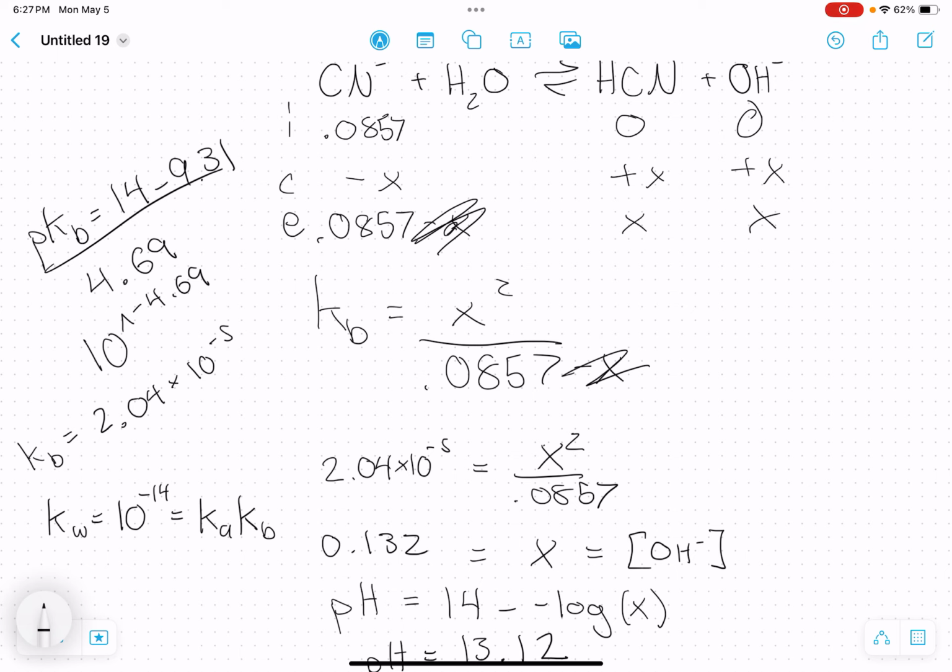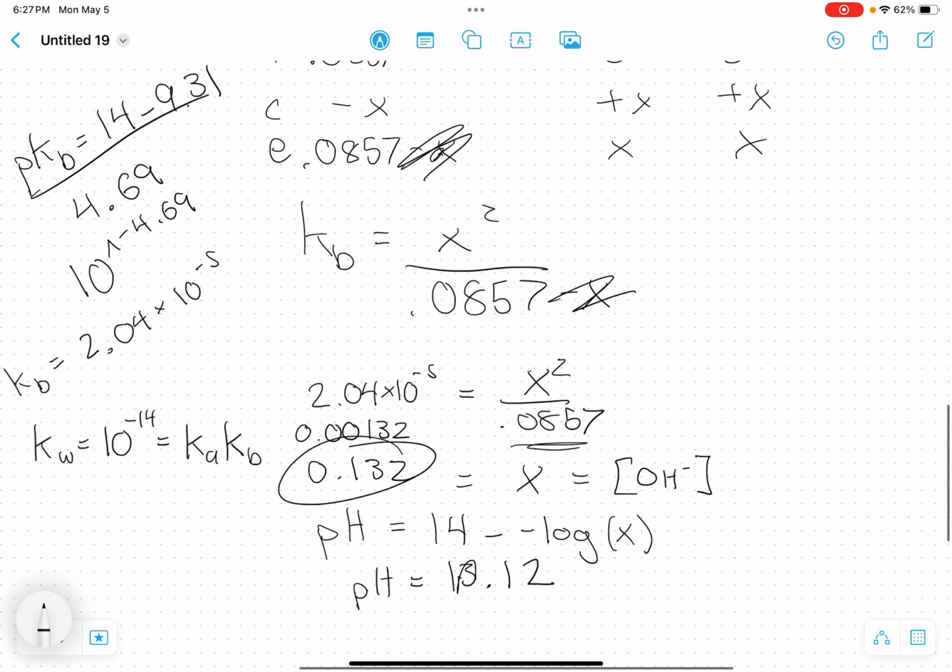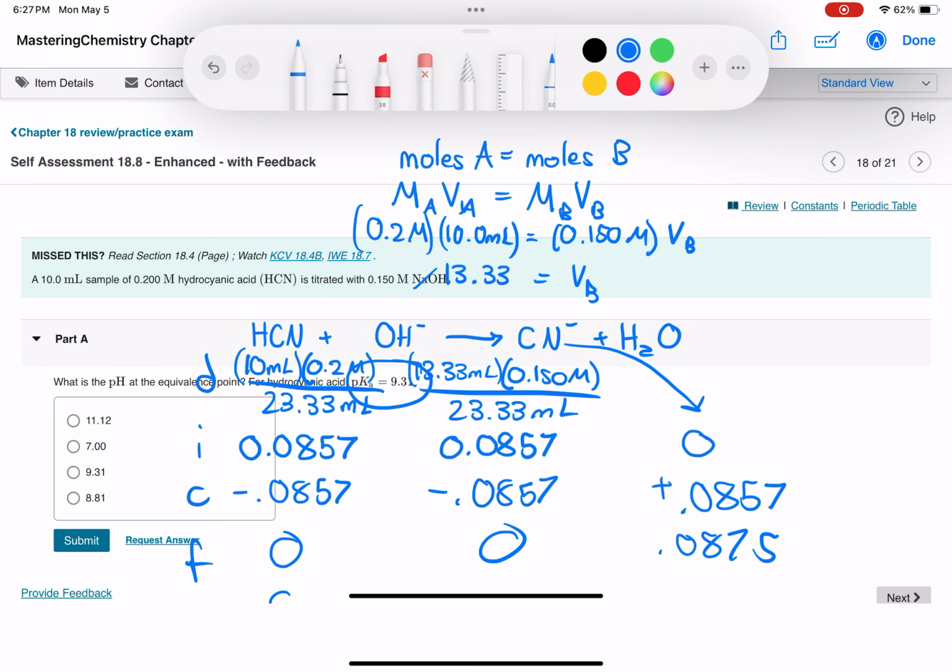Oh, there was some zeros in there. I just found it. This value should be 0.00132. I think I must have missed a zero up there when I did it. It's always something like that. Okay, so 14 minus the negative log of 0.00132 is 11.12, which I believe is in there. Yep.